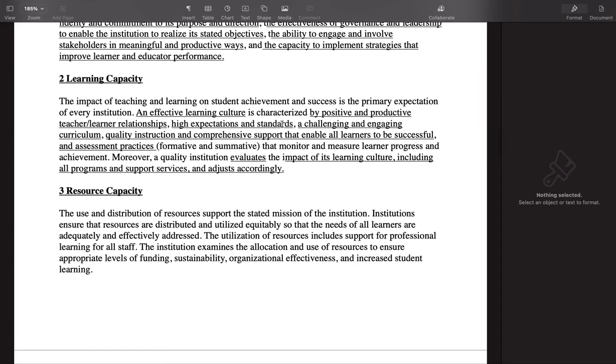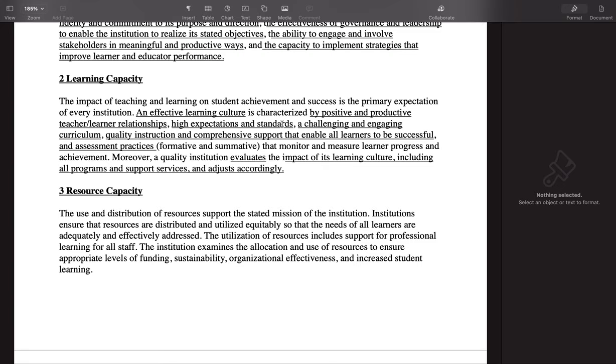The second capacity, which is learning capacity, is one of the most important domains in Cognia accreditation because the impact of teaching and learning on student achievement and success is the primary expectation of every institution.